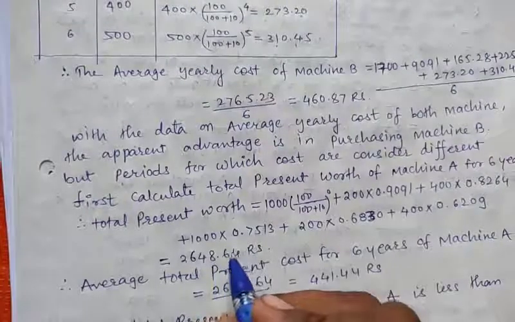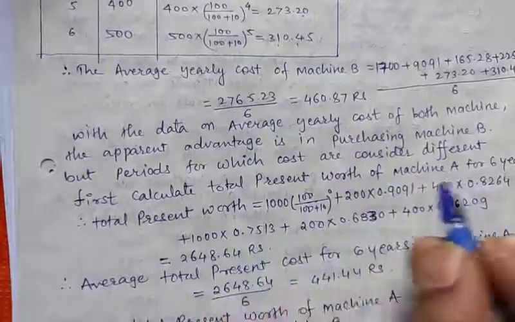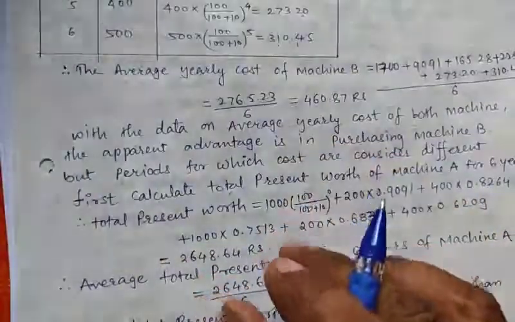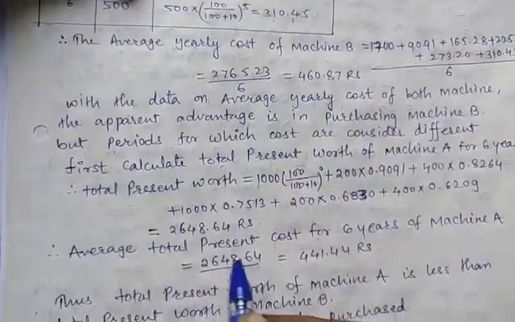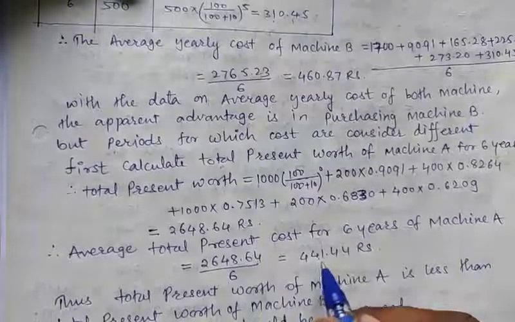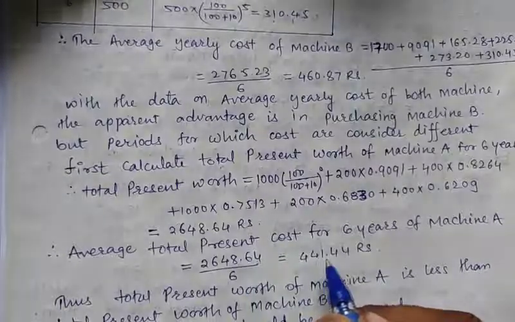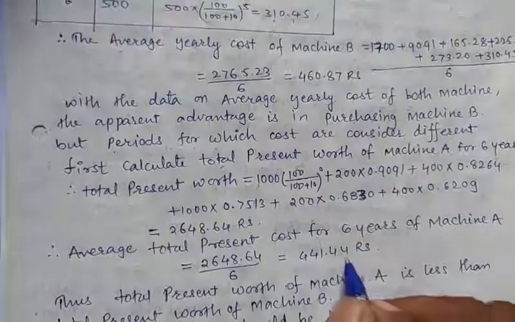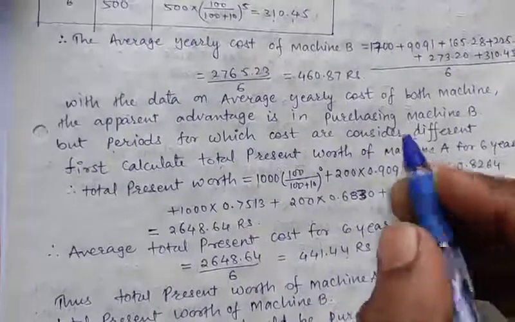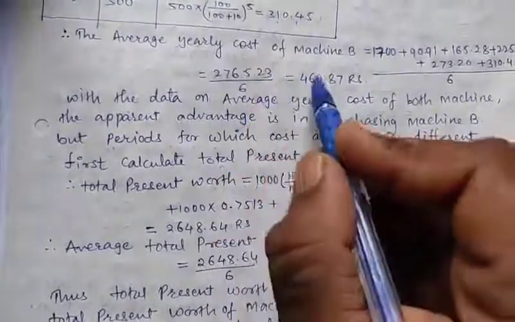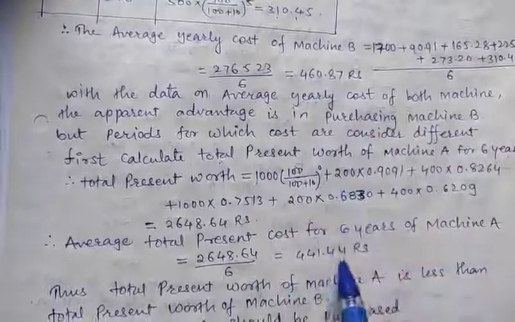The total present worth is 2648.64 rupees. Now to calculate the average, how many total years? There are 6 years. So dividing by 6 we get 441.44 rupees.